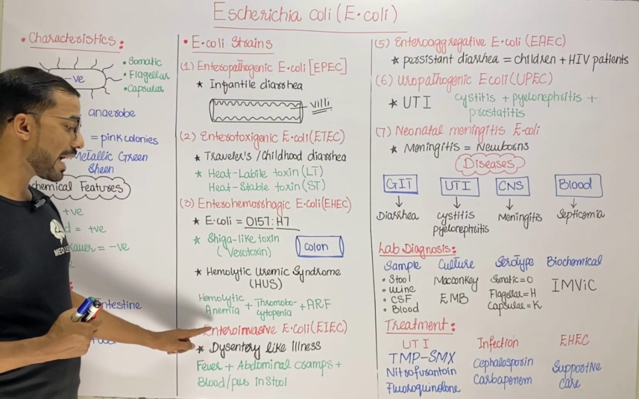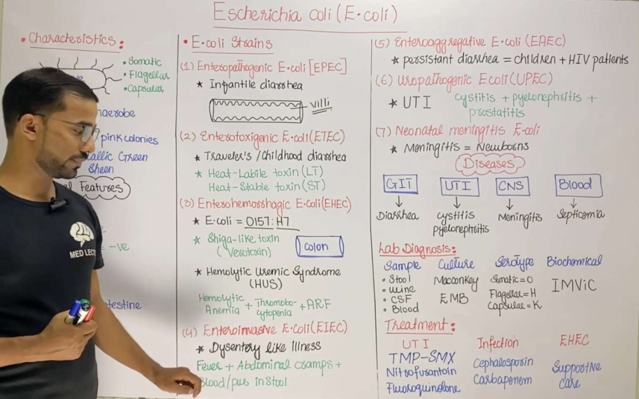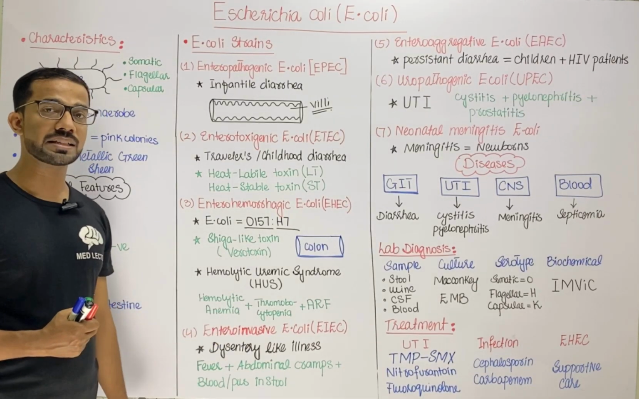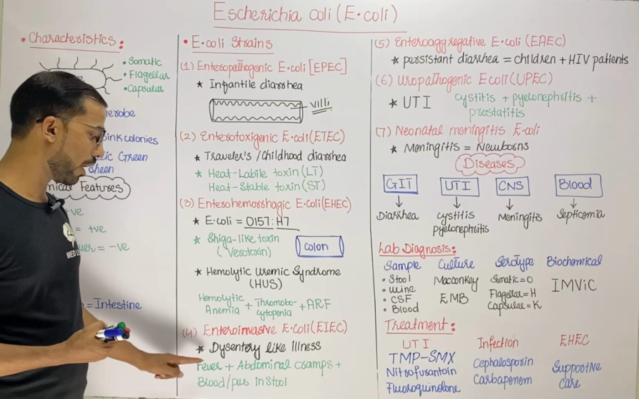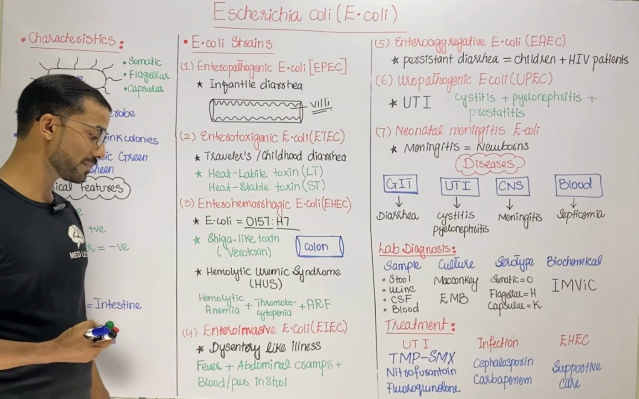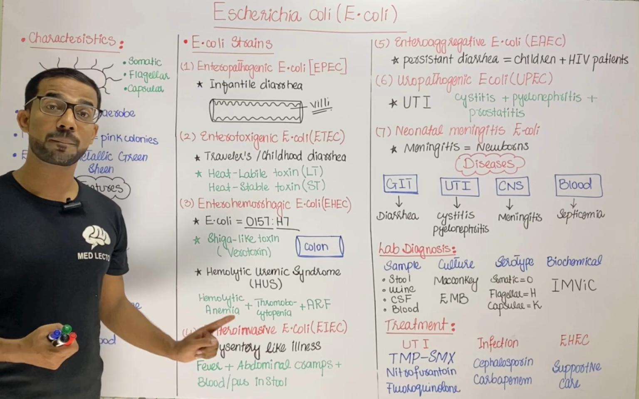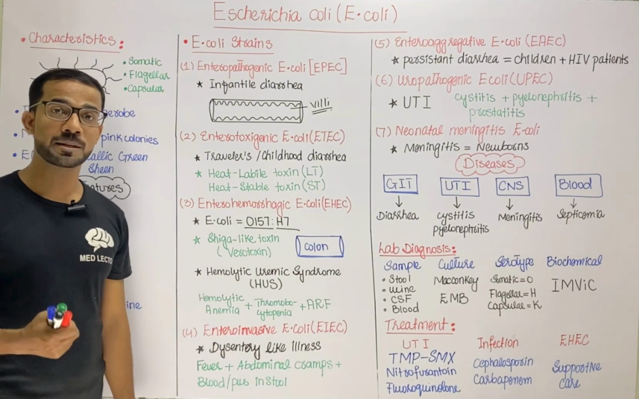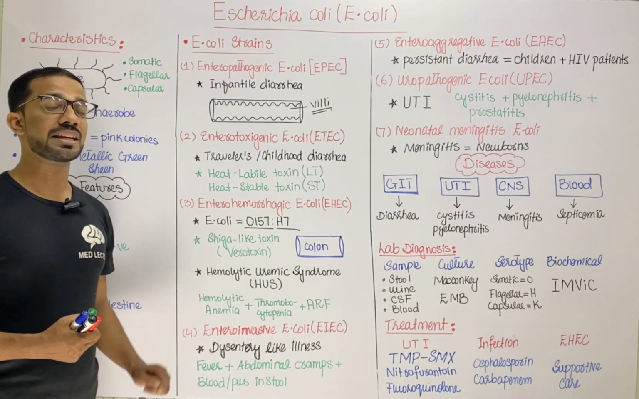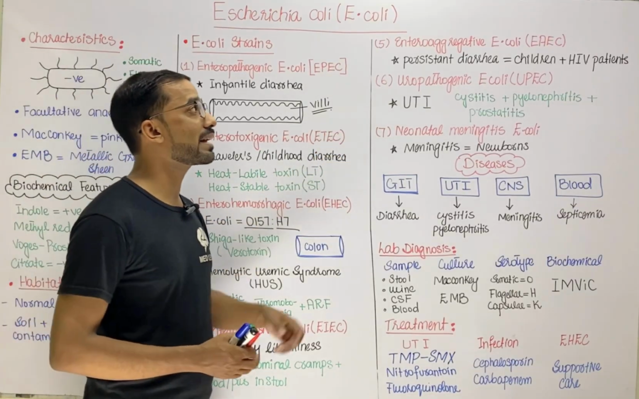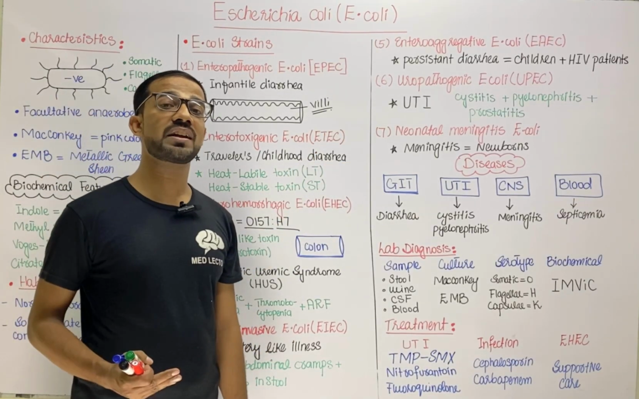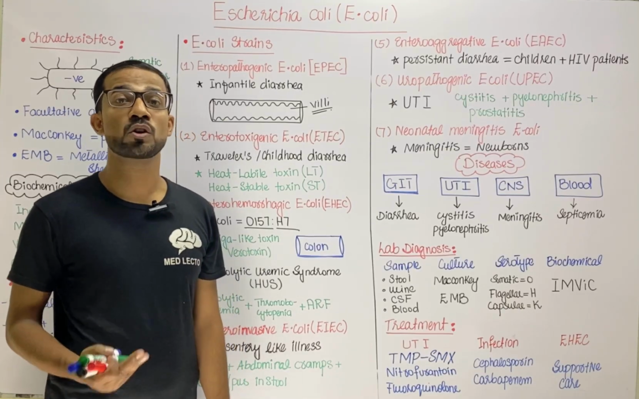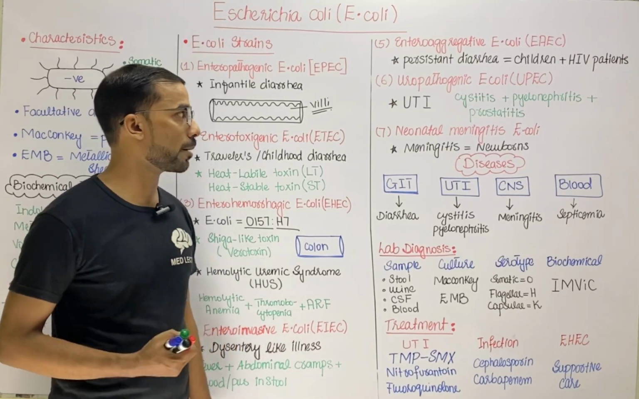Next, enteroinvasive E. coli. It causes a dysentery-like illness. It means that blood is also present in the stool in that case. It also causes fever, abdominal cramps, and blood and pus in the stool. So that is the important thing about enteroinvasive E. coli. Next is the enteroaggregative E. coli. It causes persistent diarrhea in children and in HIV patients, immunocompromised patients. So you have to remember it.